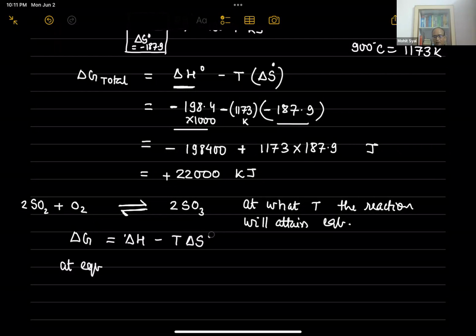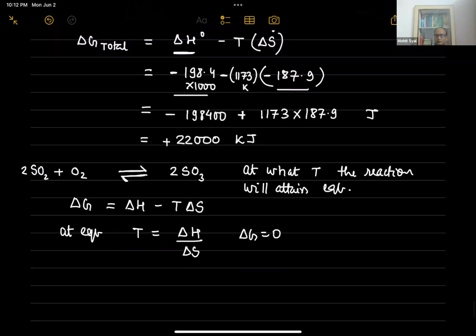Delta G equal to delta H minus T delta S equals 0. So don't write the standard sign, because this can be any temperature, not only the temperature at the standard state. You can find the temperature: T equals delta H upon delta S. This is the temperature at which delta G equals 0. Okay. But be careful, this will be in kilojoule and this will be in joule. So don't forget to multiply it by 1000. Is it clear or not?